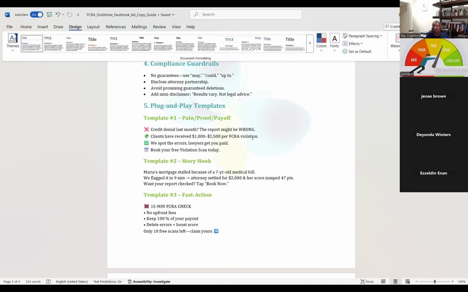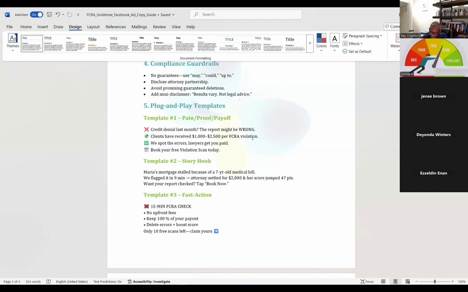If you have hundreds of clients, you can even go back and look, and you can start spotting these violations. You can send them in and actually get paid. If you have a very large database, you might have thousands and thousands of dollars sitting in your database of the clients that you have right now.